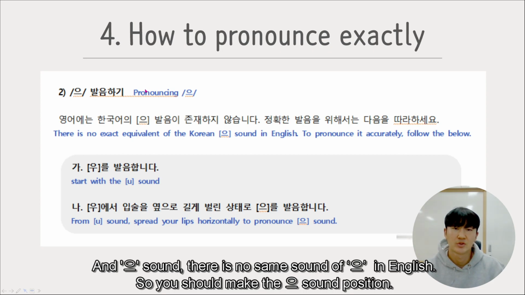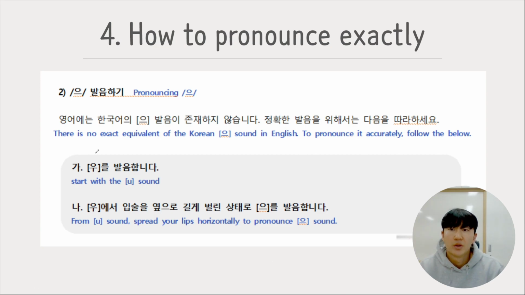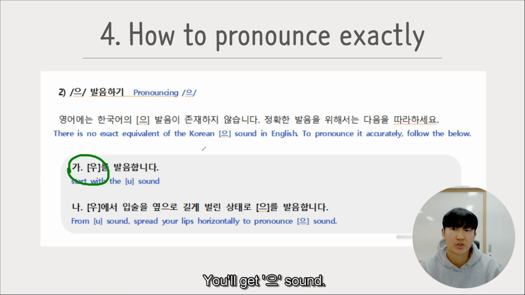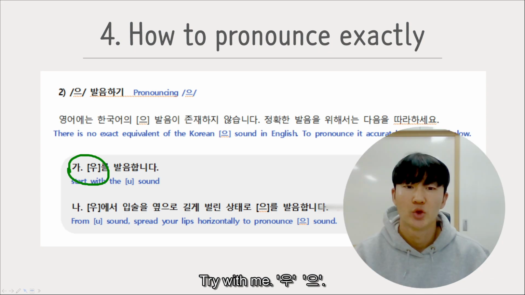And the u sound, there is no same sound of u in English, so you should make the u sound position. To make the u sound, first say u and hold your tongue position, then make your lips widely side to side. You'll get the u sound. Try with me. U, u.